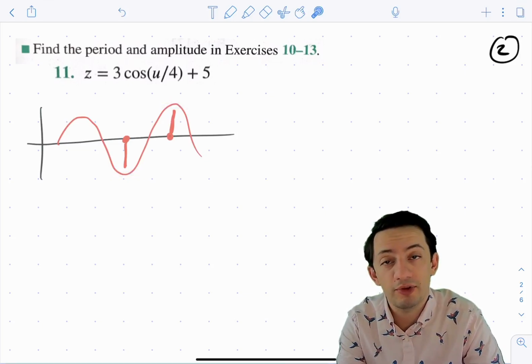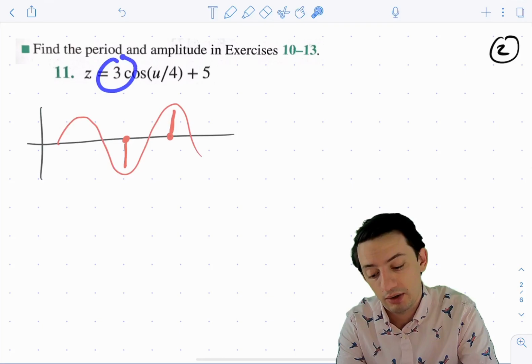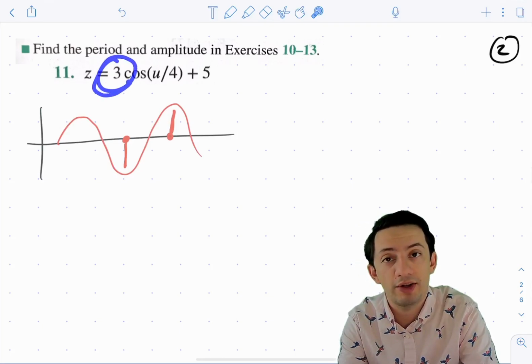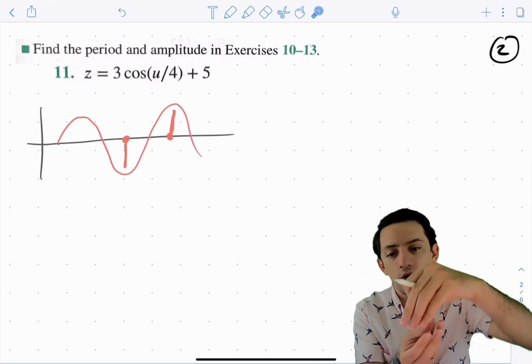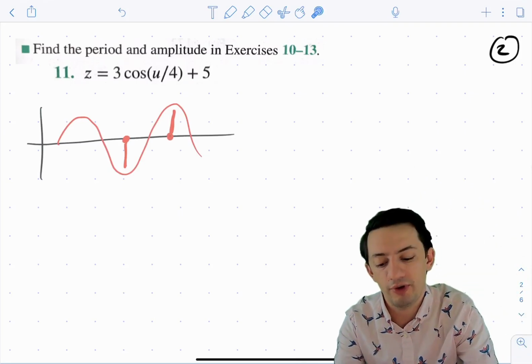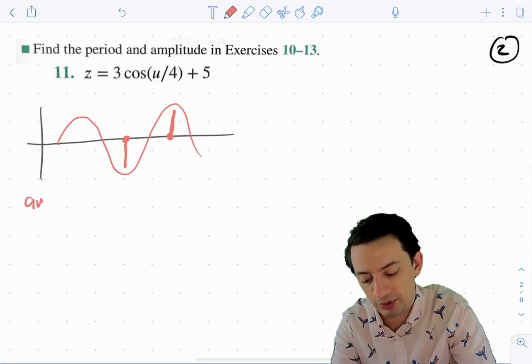But we have a formula for the amplitude anyway. The amplitude comes from looking at this vertical stretch factor. Remember, putting something in front like that causes a vertical stretch of your function. And we had a formula for amplitude.